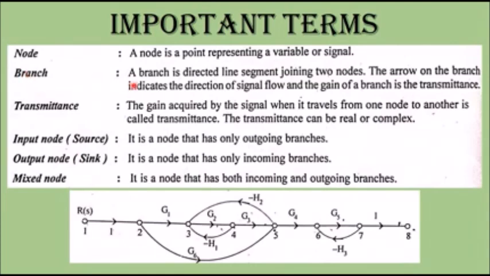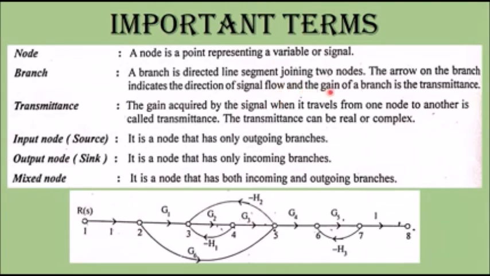Then a branch. A branch is a directed line segment. What is meant by a directed line segment? A line having some direction joining two nodes. So a branch can only join two nodes, an important point. Here you can see this is branch number 1, which is joining node 1 to node 2. The arrow on the branch indicates the direction of signal flow, from node 1 to node 2.